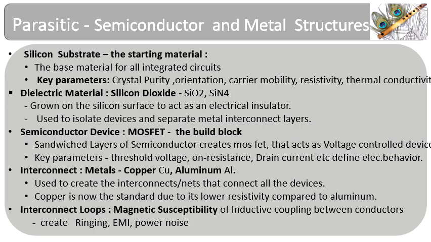The device interconnects and power nets are created using aluminum metal. However, copper, due to its lower resistivity, has replaced aluminum. The proximity of interconnects creates inductive coupling that leads to magnetic interference, resulting in ringing, electromagnetic interference, and power noise, which can affect the performance. Thus, careful material selection, structural design, and routing strategies are essential to ensure a high-performance and reliable chip.